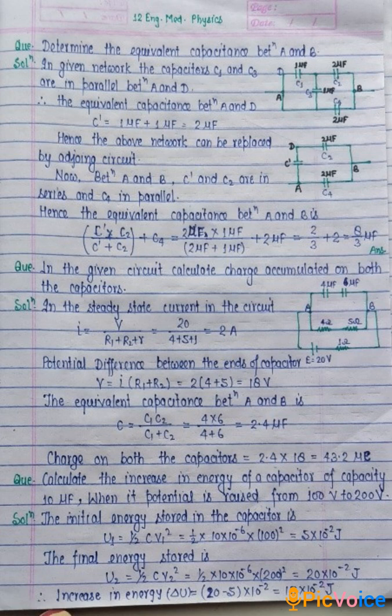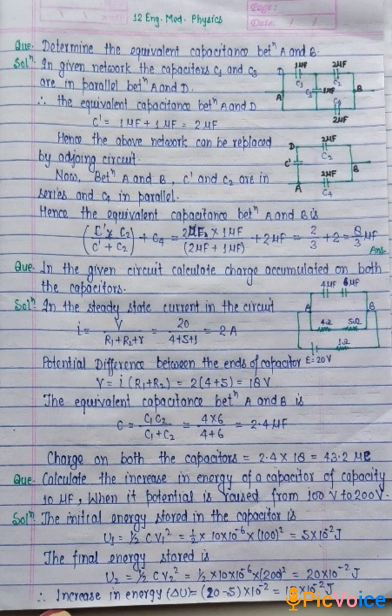Next question. In the given circuit, calculate the charge accumulated on both the capacitors. See the diagram. In the steady state, the current in the circuit I is equal to V by R1 plus R2 plus small r. Putting the values of capital V, R1, R2 and small r, we get I is equal to 2 ampere.